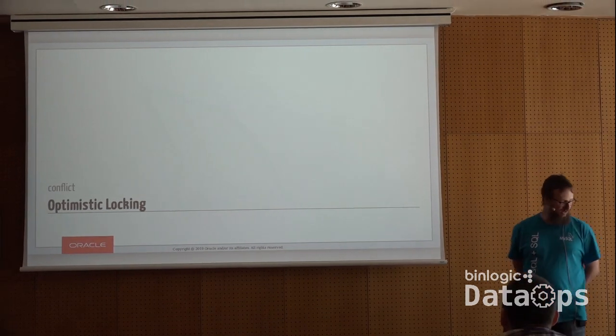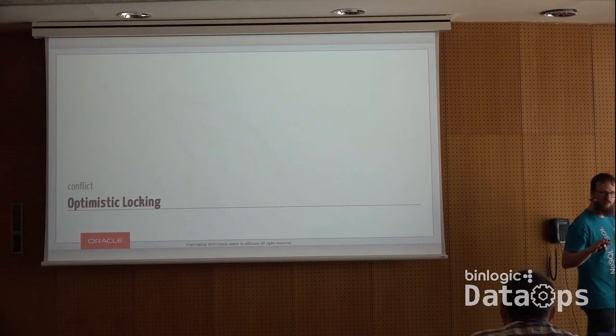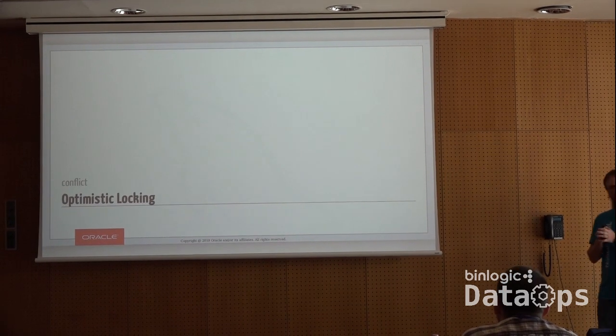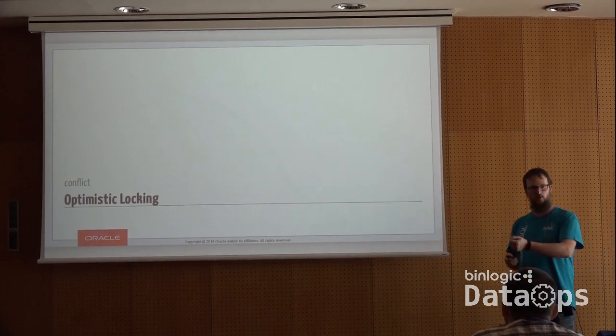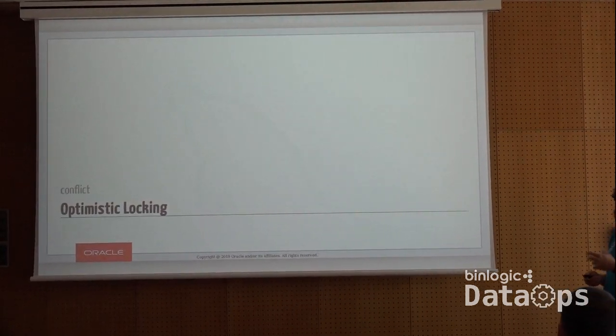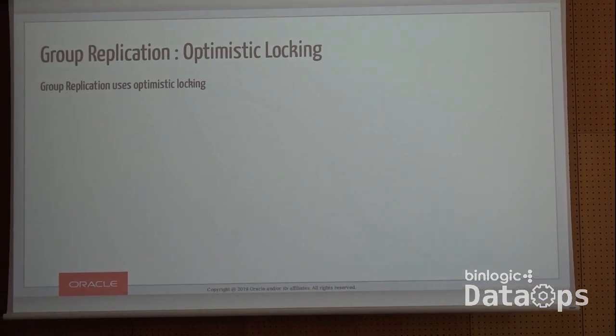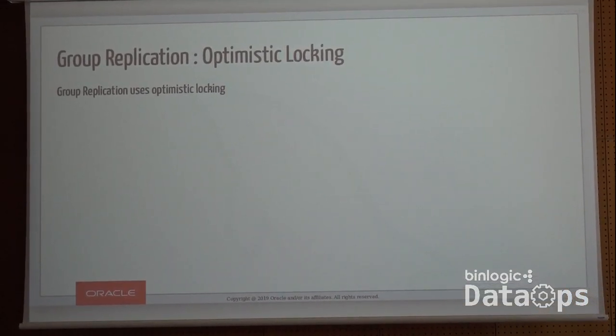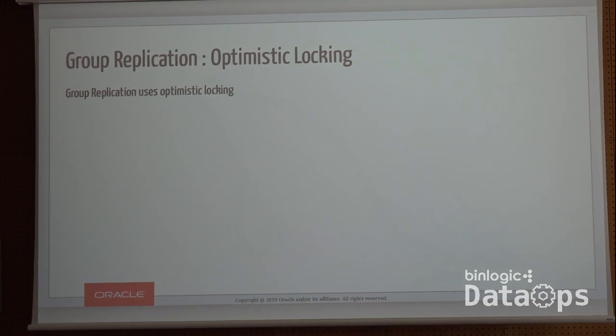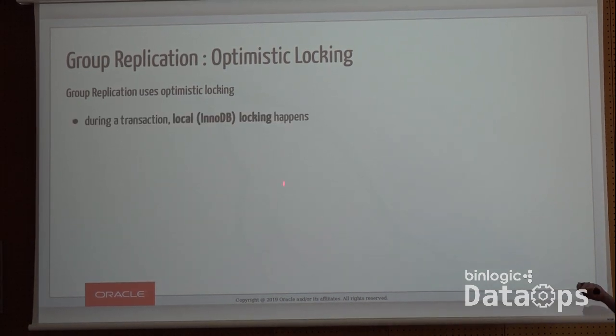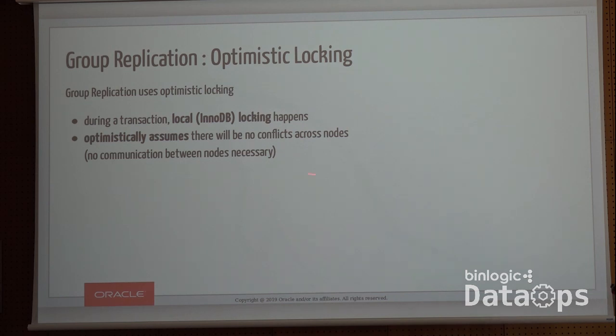So, optimistic locking and conflicts. As I said, we detect the conflict and we resolve it by letting the first one to achieve majority be the first one to pass. So group replication uses what we call optimistic locking. By default we say, it will work, and if not, we take action. So during a transaction, of course, the local InnoDB locking happens, and then we assume that for the other nodes there is no such conflict happening.